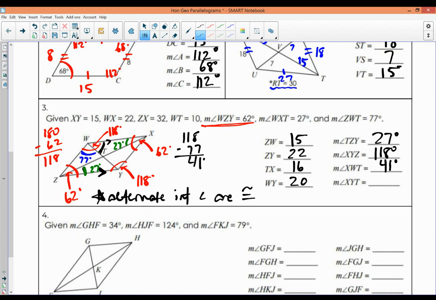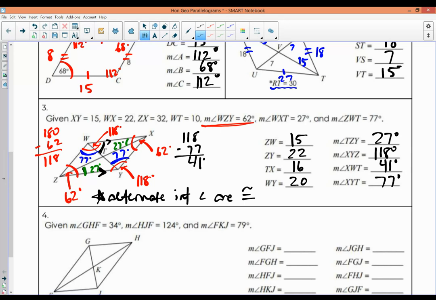And then that last one, measure of angle XYT. That's the wrong letter. XYT. And that is also an alternate interior angle with 77 here. So that's also going to be 77 degrees. Beautiful.